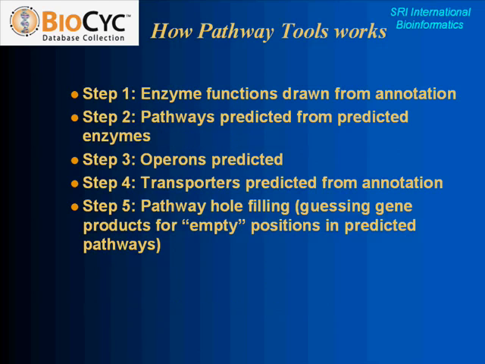Here's how Pathway Tools actually works, and we call this subset PathoLogic, that part that figures out how to make a database out of your annotated genome. What happens is you stick your GenBank files and your FASTA files in, and the software first identifies all the genes and identifies when there should be gene products of a given type, an RNA, a protein, that kind of thing. Then enzyme functions are drawn from the annotation.